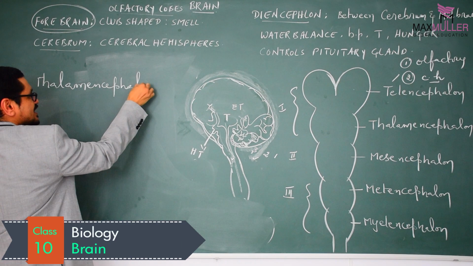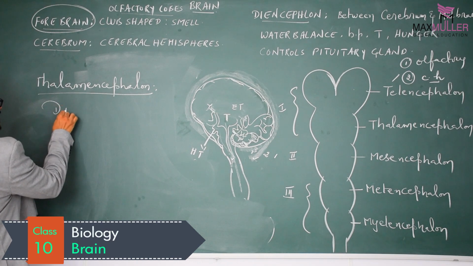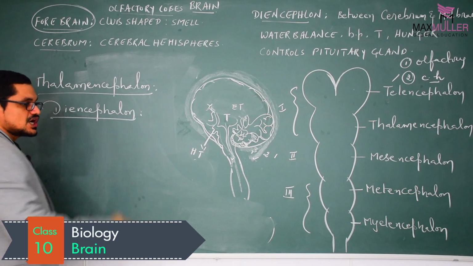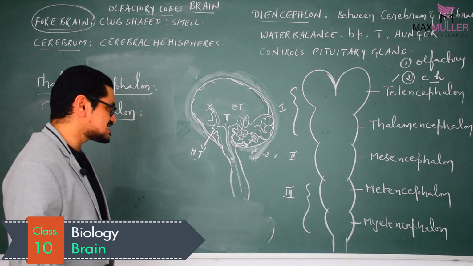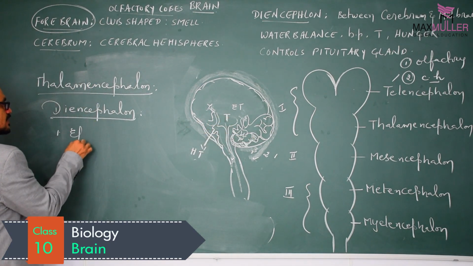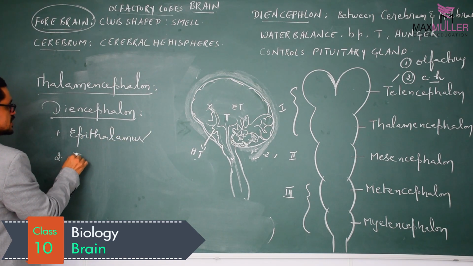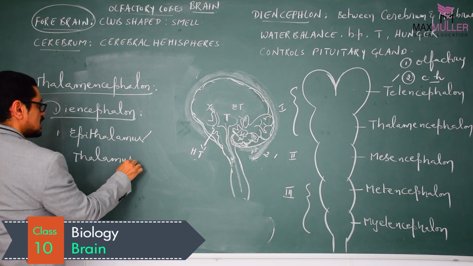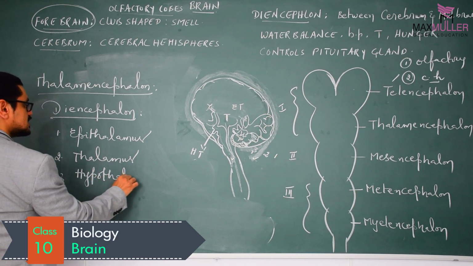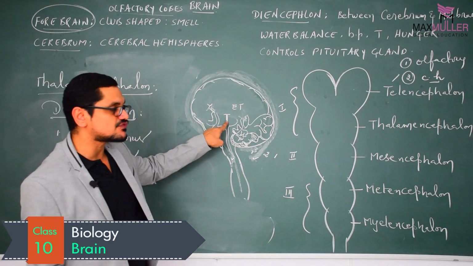Thalamencephalon. Shall I tell one thing? One important, interesting aspect: Thalamencephalon is also called Diencephalon, D-I-E-N. So it shows three portions. Number one, epithalamus. Number two, thalamus. Number three, hypothalamus. Epithalamus, thalamus, and hypothalamus are the three portions which come under the diencephalon.